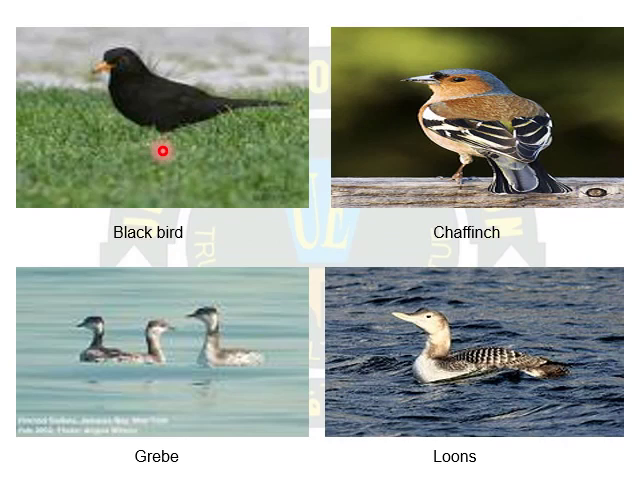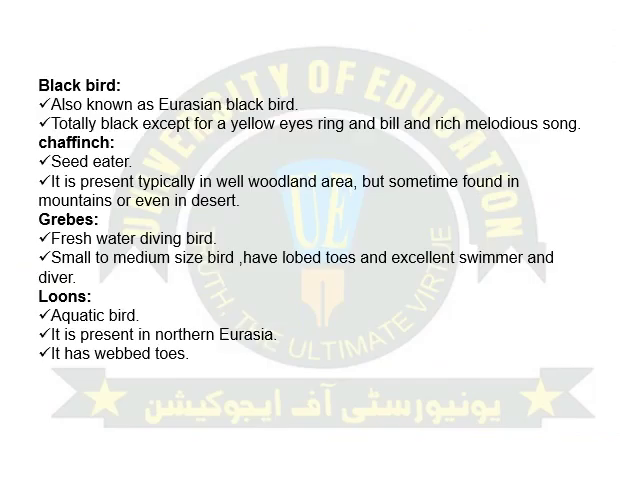Here are blackbird, chaffinch, grebe, and loons. If we talk about the blackbird, blackbird is also known as Eurasian blackbird having totally black color except for yellow eyes, ring and bill. If we talk about chaffinch, it is seed eater finch. It is present typically in well woodland areas, but sometimes found in mountains or even in deserts.